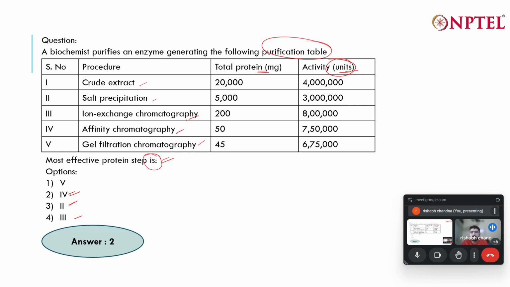So the correct answer is option number 2. That is, step number 4 is the most effective step. So how will we calculate that? We will not be able to tell what the most effective step is from the data that is given directly. Now we have to calculate the specific activity of the enzyme.